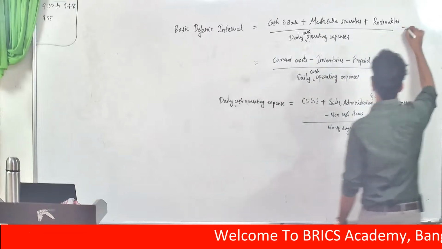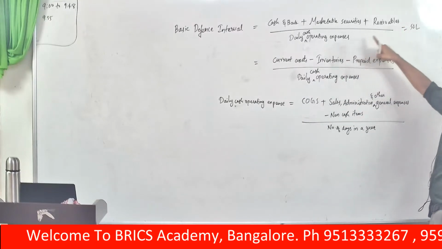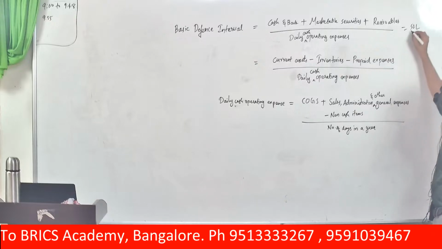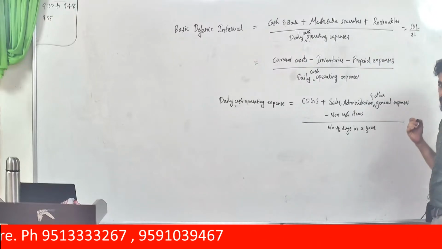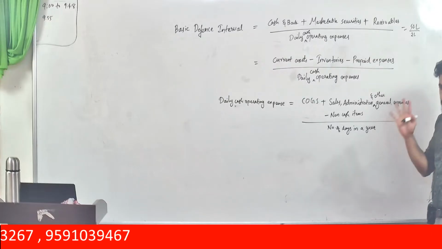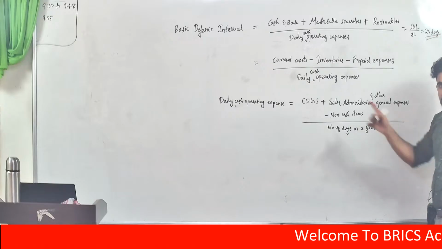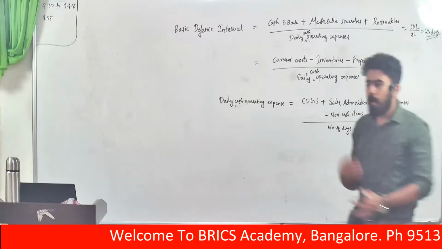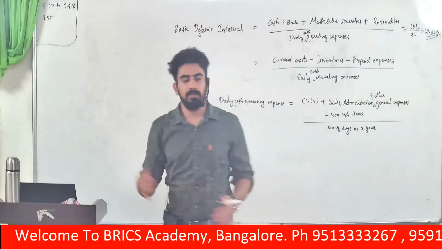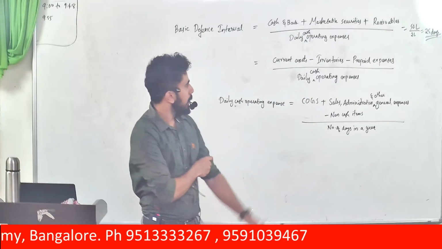Say for example, you have 50 lakh rupees with you: cash, bank, marketable security, receivables. Altogether you have 50 lakhs. And one day to run the business, you need 2 lakhs. So you can run the business for 25 days. This is what this ratio says. If all the sales were to cease, how many days can you run the business with no external help? This is what the basic defense interval will tell.